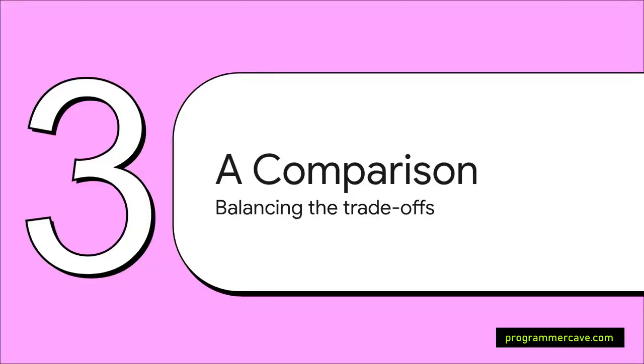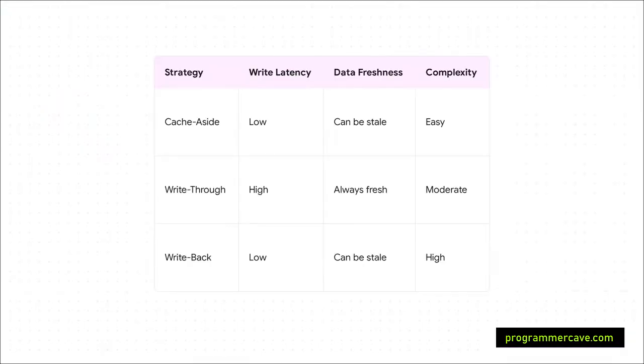So that's a whole lot of options. How in the world do you choose the right one? Well, it all comes down to a balancing act. You have to look at the specific needs of your application and weigh the trade-offs between speed, how fresh the data needs to be, and just how complicated the solution is to build and maintain. Let's just break it down with this table, you see? Cache aside is easy to implement and has low write latency, but your data might be a little stale sometimes.